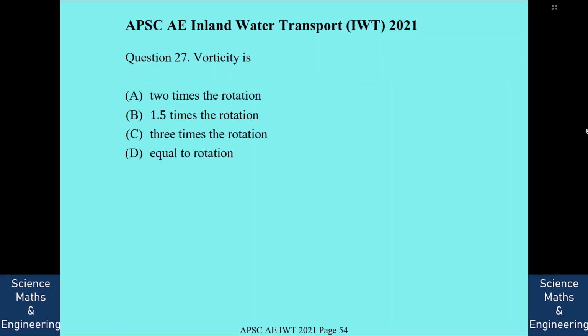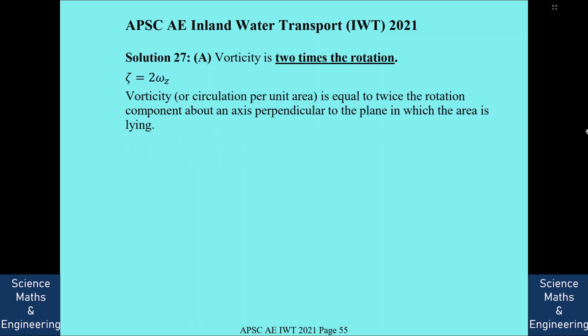So next, vorticity is A, 2 times the rotation, B, 1.5 times the rotation, C, 3 times the rotation, or D, equal to rotation. So the answer is, vorticity is 2 times the rotation. Vorticity, or circulation per unit area, is equal to twice the rotation component about an axis perpendicular to the plane in which the area is lying.